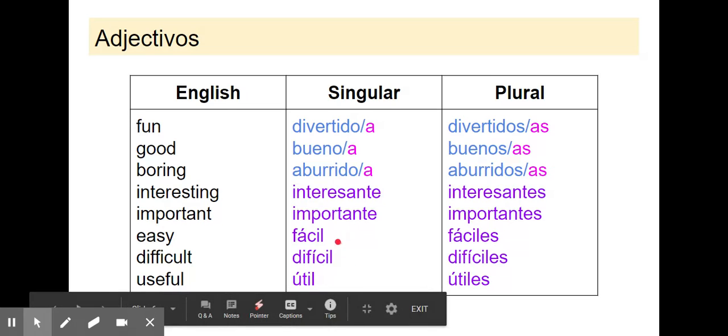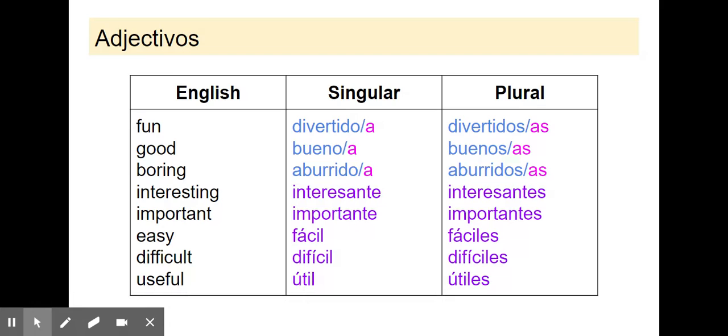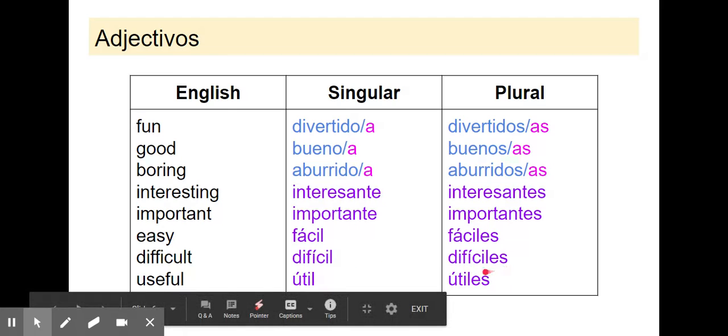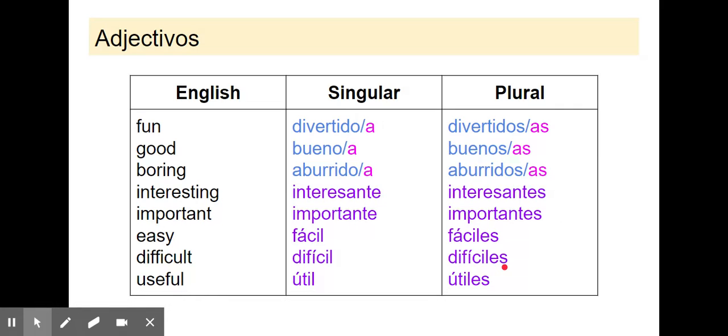So just like fácil, it ends in an L. It's not going to change for masculine or feminine. El español can be fácil. La geografía can be fácil. Remember to add an ES, okay? If you want to say that something plural, like ciencias, is difíciles.